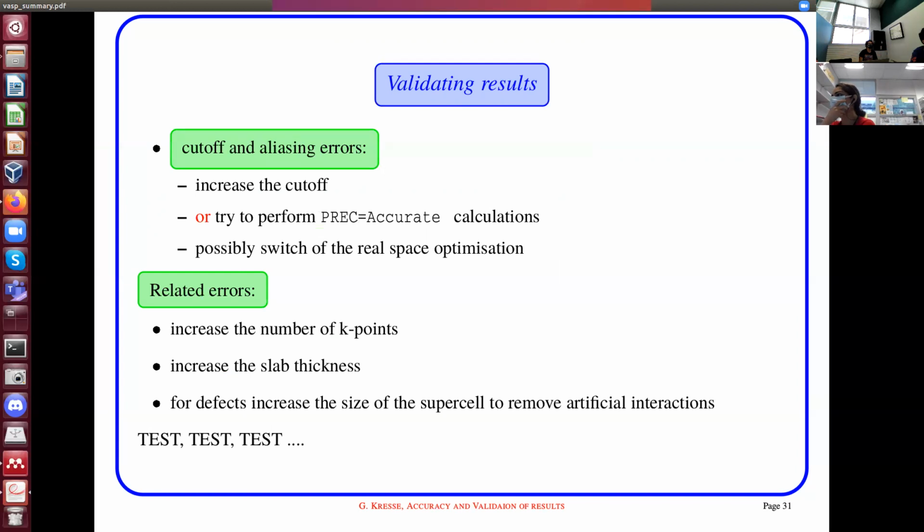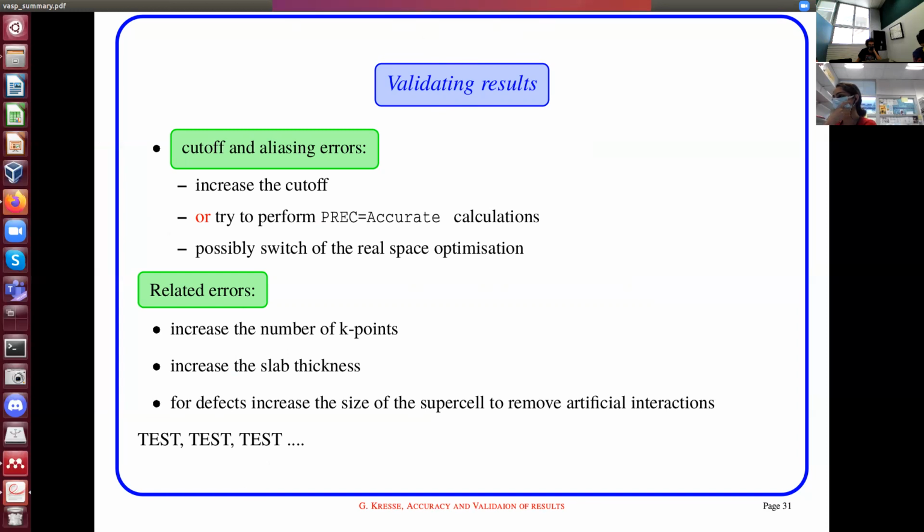Yes, and this is just telling you to validate the result. So if you see a problem, if you don't get a proper comparison with the experimental value, increase the cutoff and try to perform these more precise, accurate calculations. I never did it, so usually the cutoff is good enough. And if it still doesn't work, increase the number of k-points, increase the slab thickness, and increase the size of the supercell. Okay, so what do these 3 points mean?